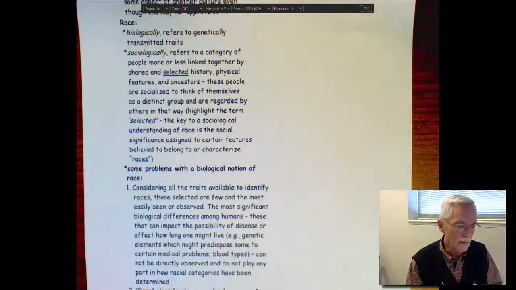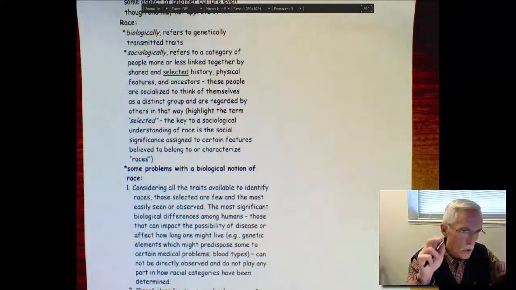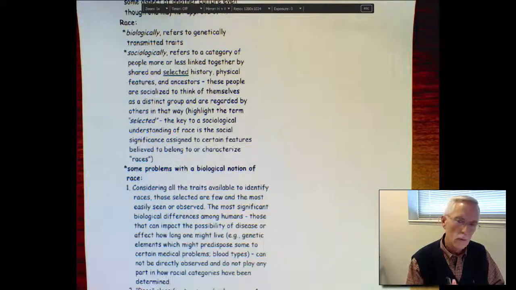It refers to a category of people linked together by shared and selected history, ancestors, and or physical features. I guess the key word in my statement would be selected. In other words, being assigned a race attaches social significance to certain features believed to be characteristic of those people. So you can almost make the argument in the end, race can be whatever anyone wants it to be. But therein lies part of the problem.